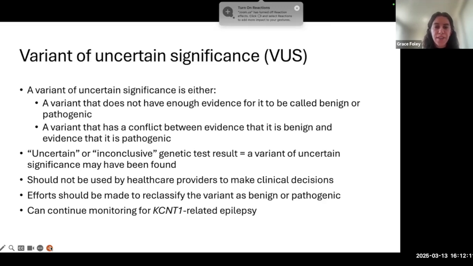A variant of uncertain significance should not be used to make clinical decisions like treatment decisions. Instead, there should be efforts to gather more evidence about the effect of the variant so that it can be appropriately reclassified as benign or pathogenic. But if someone does have a variant of uncertain significance for KCNT1-related epilepsy, it may be wise to continue monitoring that person for KCNT1-related epilepsy while efforts are being made to reclassify the variant.